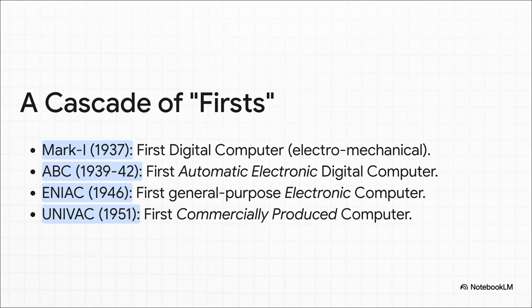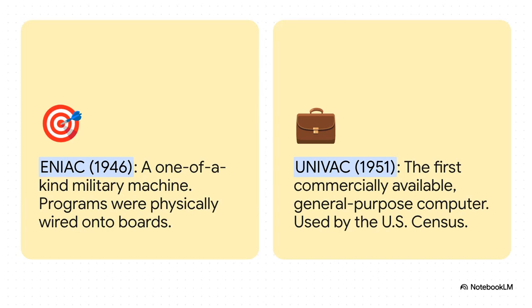Suddenly, we get this rapid-fire series of firsts. You've got the Mark I in 1937, still a bit of a mechanical beast. Then, the first fully electronic one, the ABC. That's followed by the legendary ENIAC in '46, the first general-purpose electronic computer. And then, boom, just a few years later, UNIVAC arrives as the first computer you could actually go out and buy.